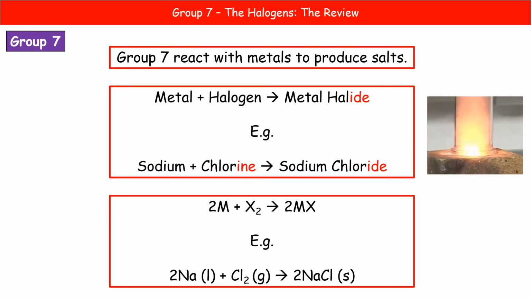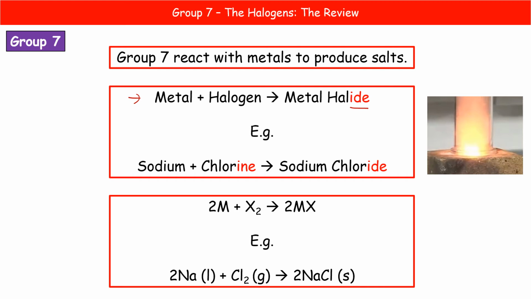In terms of their reactions, we do need to know of a couple of important ones. The first one is how they react with metals to produce a salt. So we've got our general word equation here. So remember, word equations, we have to write the full words. So metal plus the halogen makes a metal halide. Now this ending is important because if we mess up the endings on these names, you throw away the marks on word equations. So let's look at an example.